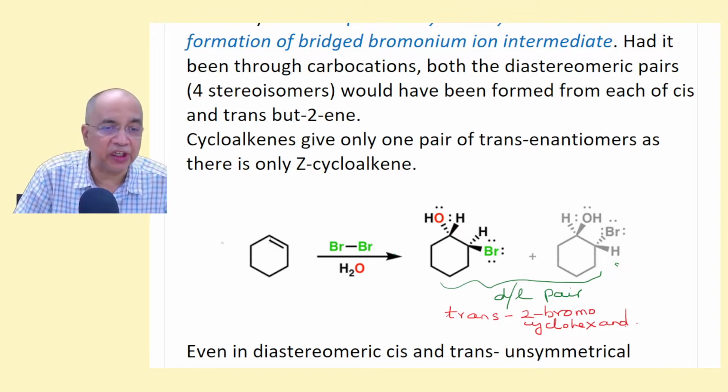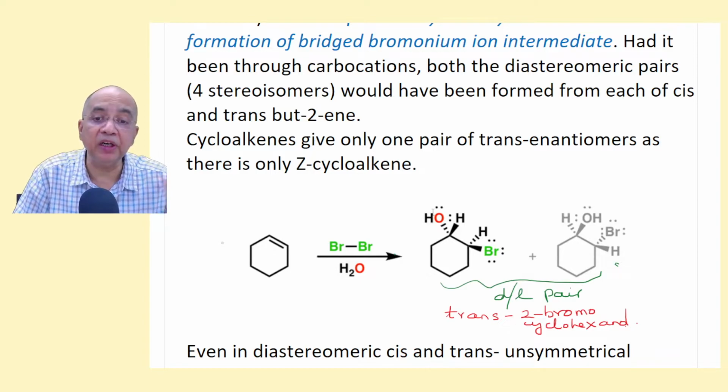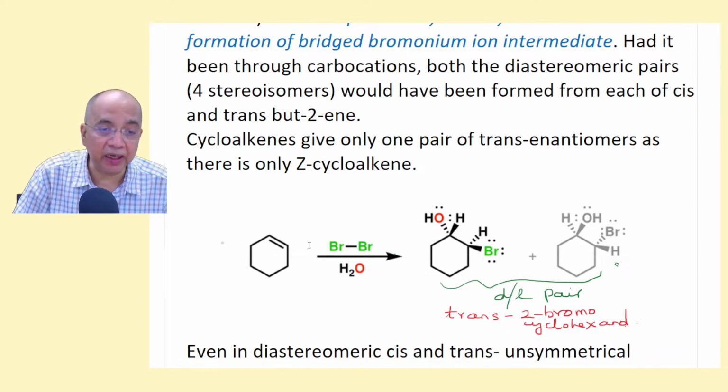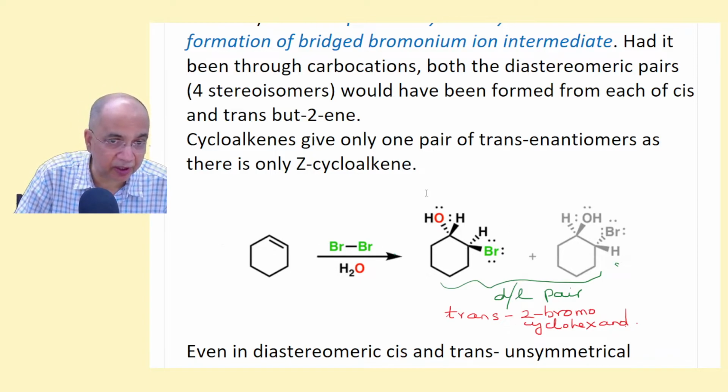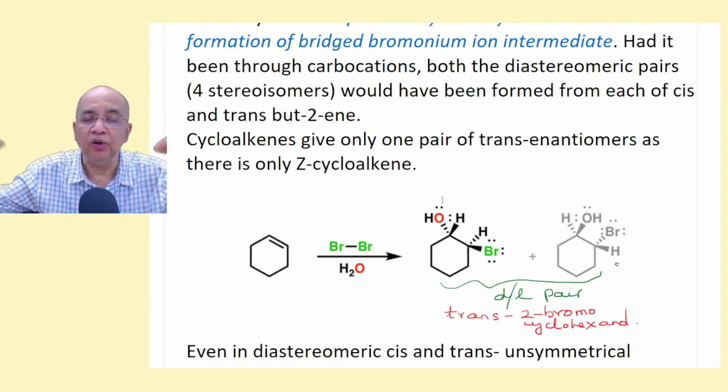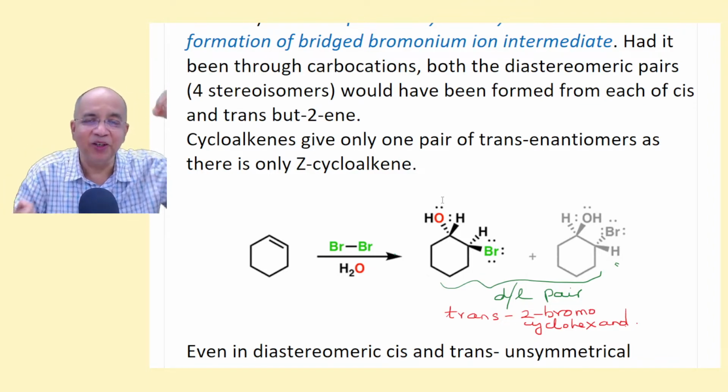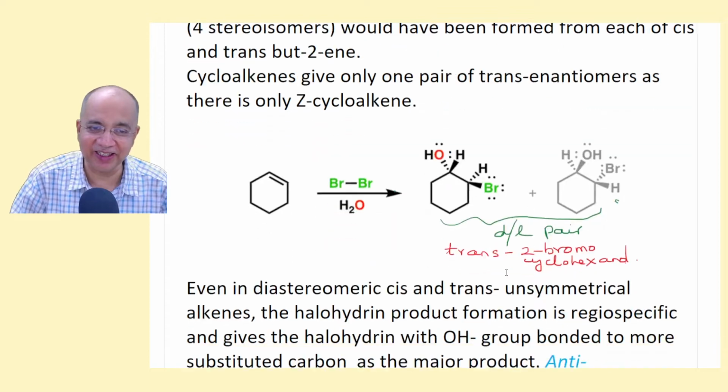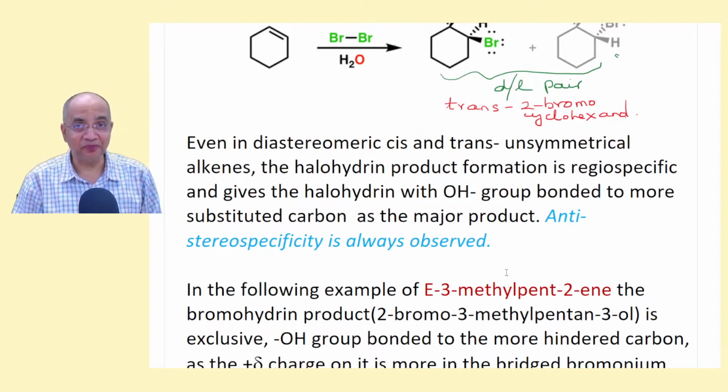OH will be joining here only, not here. The two compounds would have been completely different. But here, had the OH been here and Br been here, the compound is the same. And the same DL pair will be obtained if OH is here and Br is here, and you join in different modes of addition, right? Are you following me?